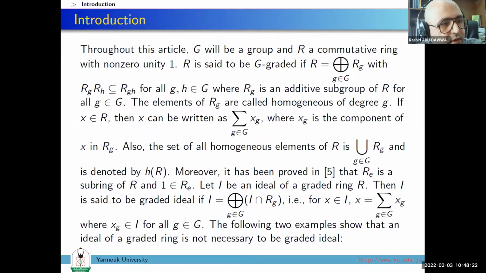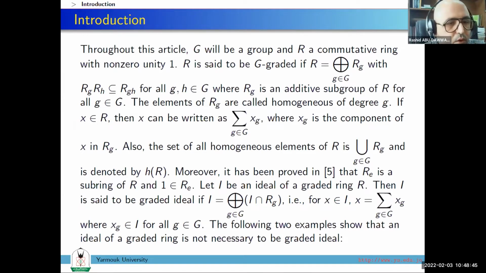As we said before, the component R sub G should be an additive subgroup for all G in G. In fact, this comes from the direct sum. If we take any x in R, then x can be written uniquely as a summation of x sub g, and the x sub g are the components of x in R sub g.